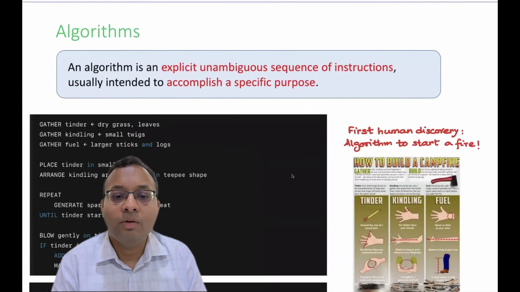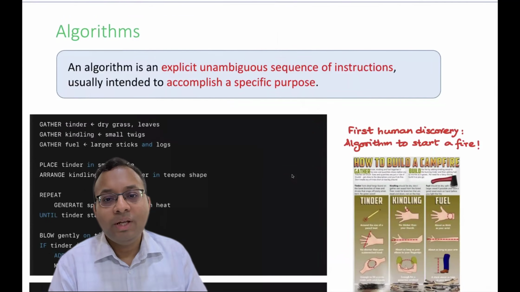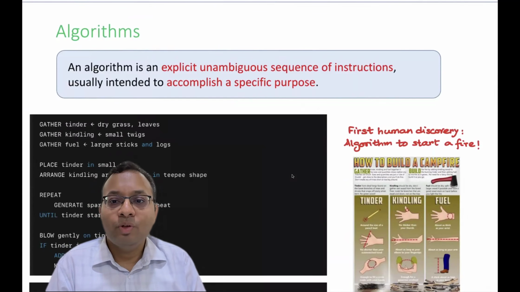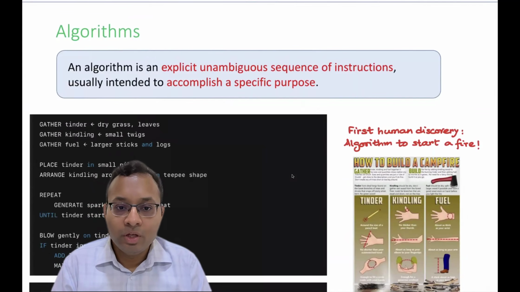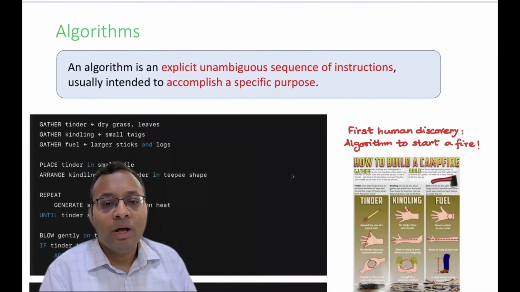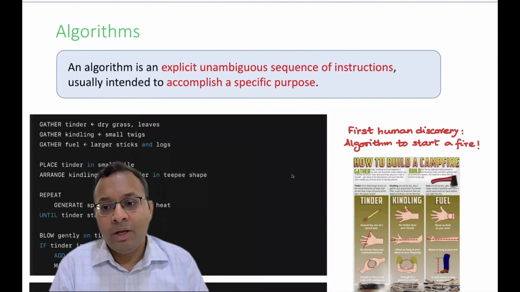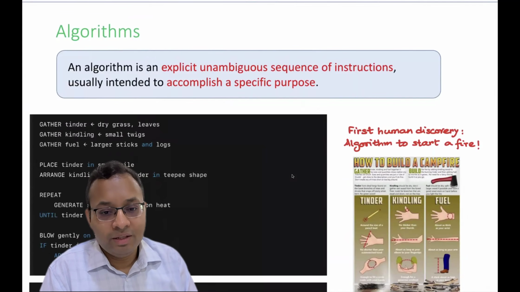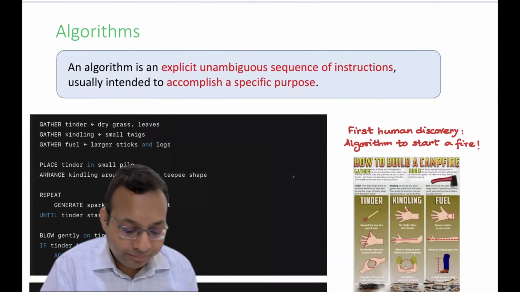So let's start with algorithms. What is an algorithm? An algorithm is an explicit, unambiguous sequence of instructions usually intended to accomplish a specific purpose. Now you might ask, what is the first human invention? This is the algorithm for fire.